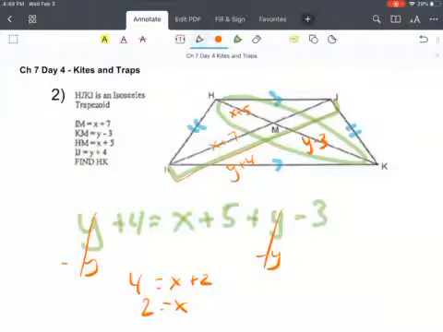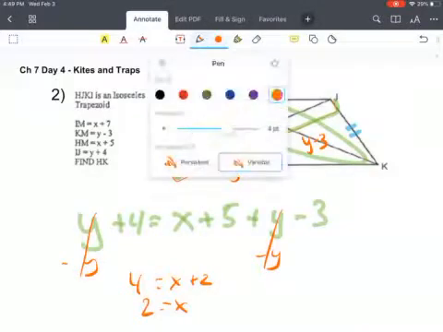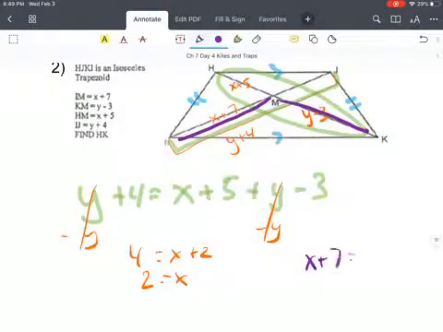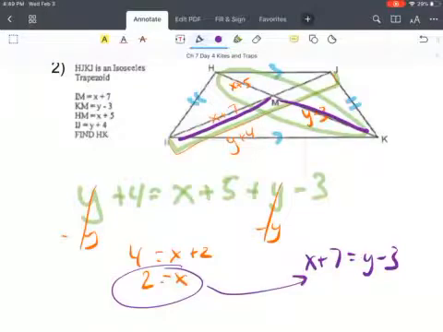So I can then plug in my 2. I also know that this part and this part are going to be congruent. So x plus 7 has to equal y minus 3, but I also now know my 2. So when I substitute that in, I get 9 equals y minus 3, so y equals 12.